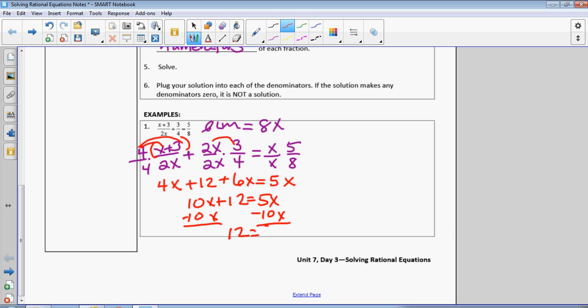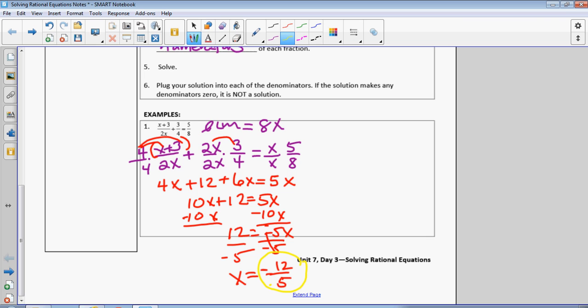So 12 equals negative 5x, divide by negative 5, and x is equal to negative 12/5. There's my negative.